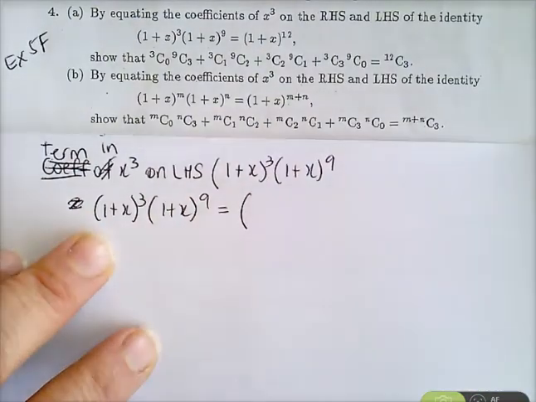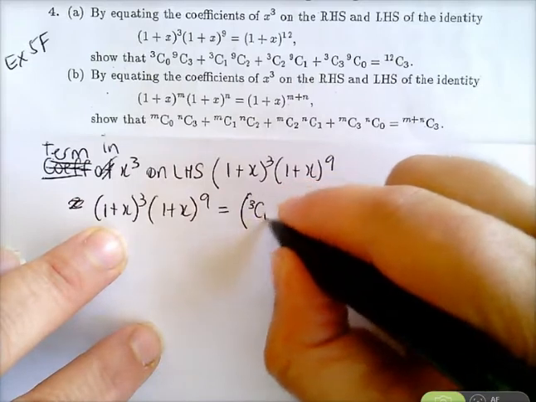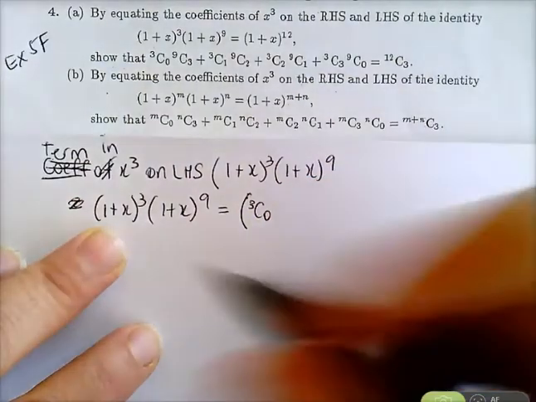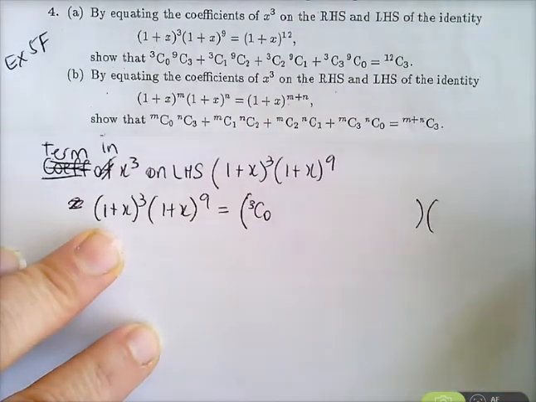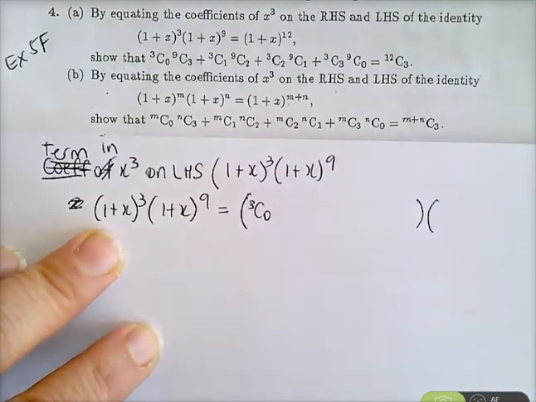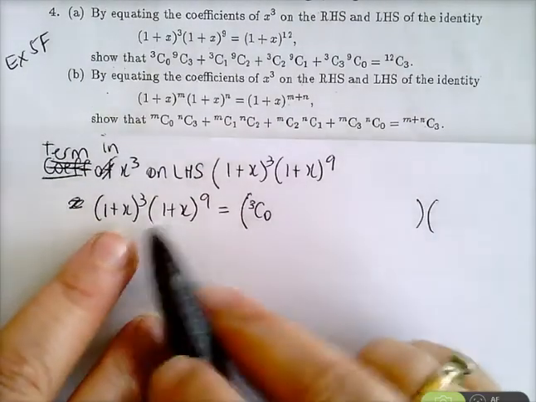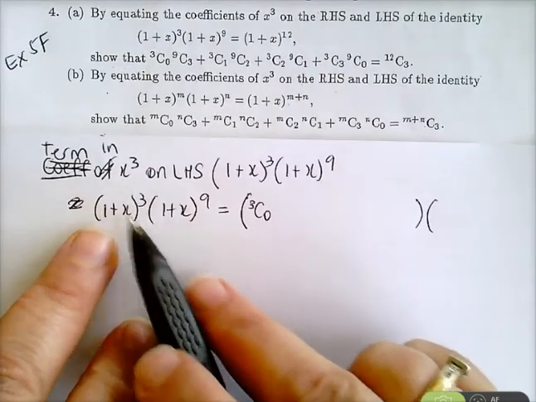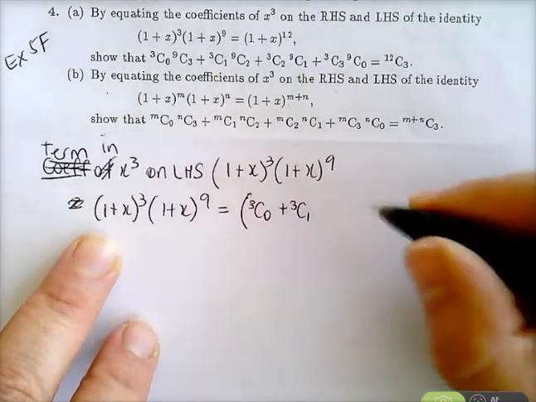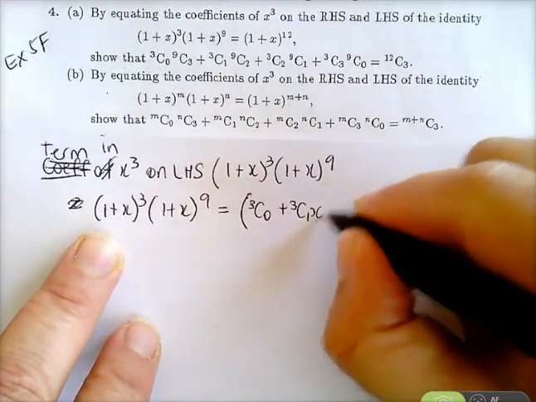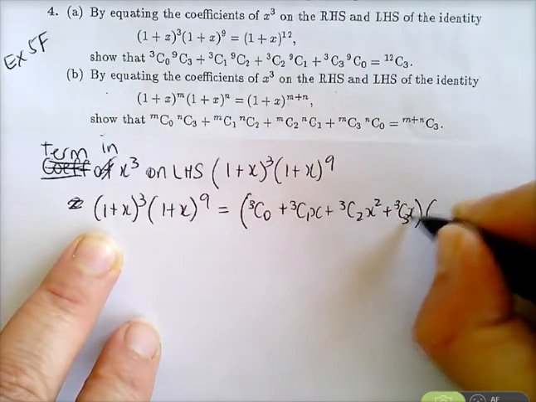Let's start expanding it. What would you get? The first one is 3C0, 1 cubed, x to the 0. I'm going to do a partial expansion, not all of it, just to show you. But for the second time we do this, we're not going to expand it. It'll just take too long. What's the next term? 3C1 x plus 3C2 x squared plus 3C3 x cubed.